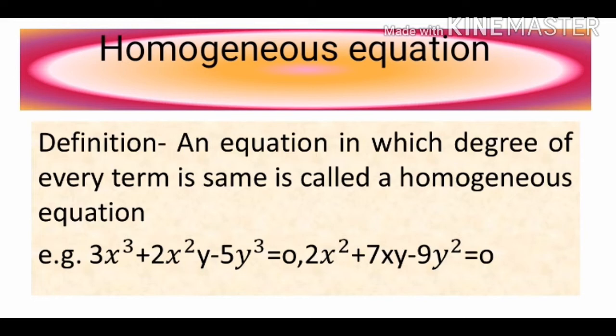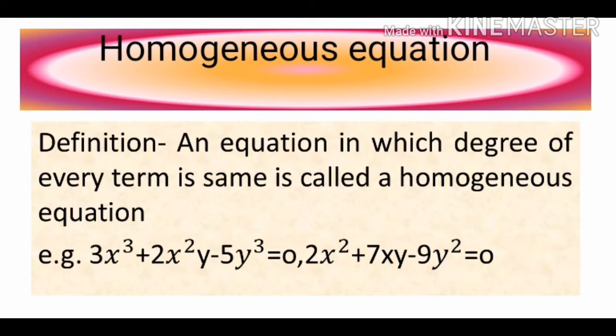Now, the first term is 3x cube. 3 is a constant, its power is 0, and the power of x is 3. Therefore, the first term is of degree 3. Then the second term, 2x square y. Degree of 2 is 0. Degree of x is 2 and degree of y is 1. Therefore, the total degree is 3.